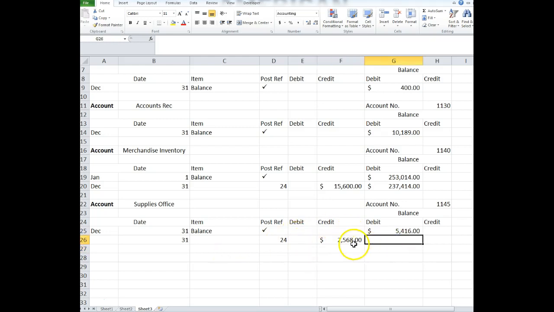Okay, so what is our balance then? Well, if the debit is higher than the credit, then you're going to have a debit balance. If the credit is higher than the debit, you will have a credit balance. Does that make sense?